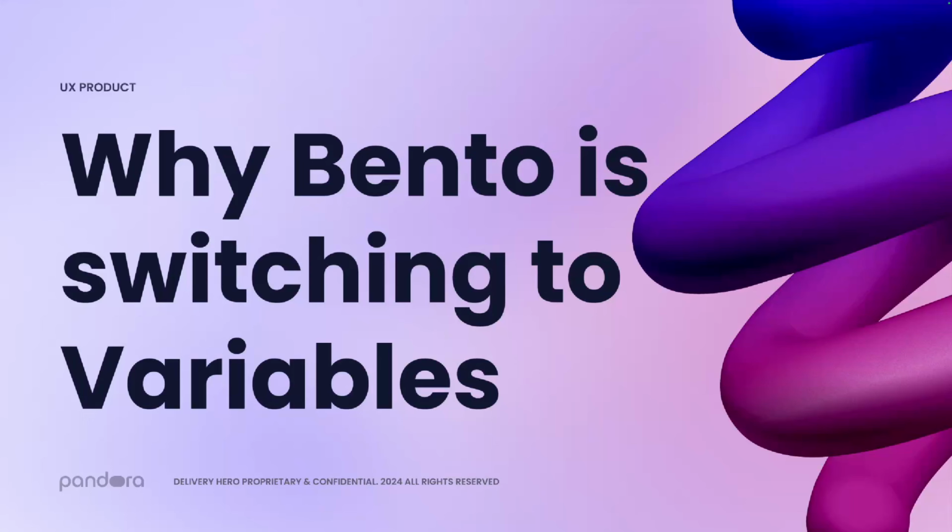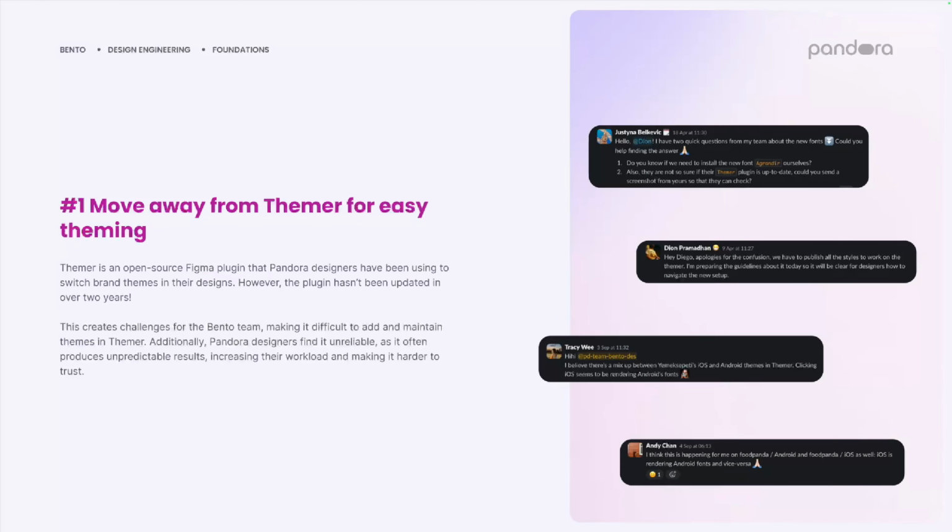So why is Bento switching to variables? The very first reason is to stop relying on third-party solutions. Our previous solution, the Themer plugin, introduced frequent bugs that disrupted our workflow. This is because the plugin has not been updated in over 2 years and quite clearly has not kept up with the latest Figma updates. This has often caused inconsistencies in theming and slowed down the design process. By switching to Figma variables, we can rely on a more stable and integrated solution directly supported by Figma.